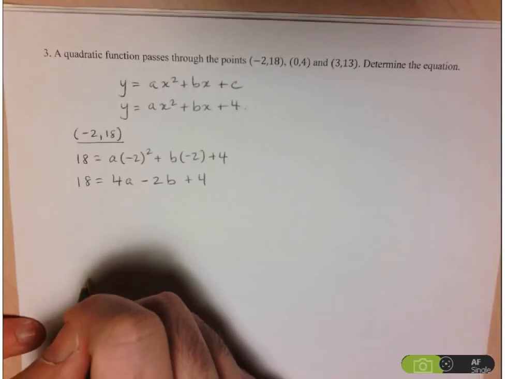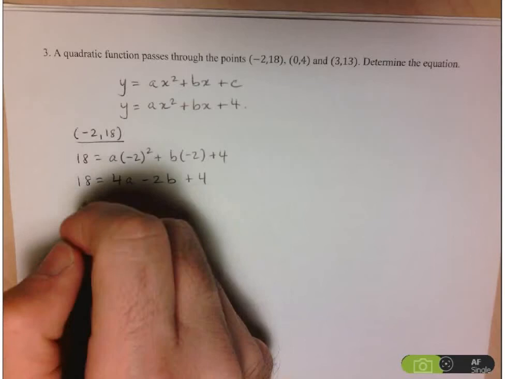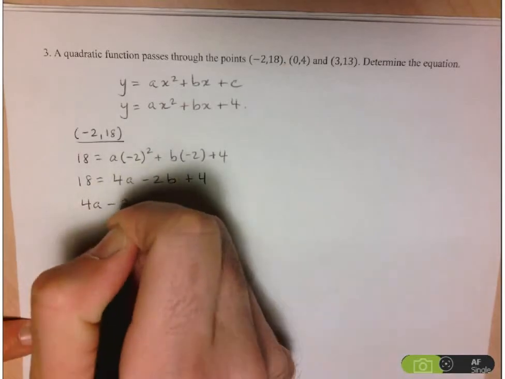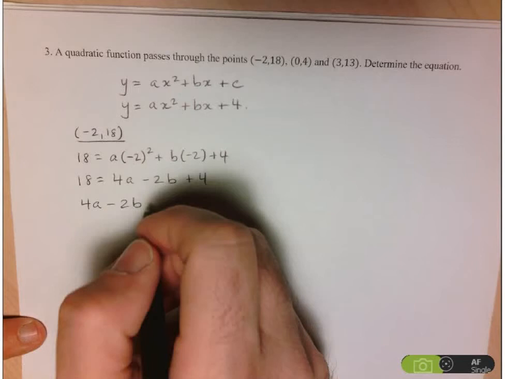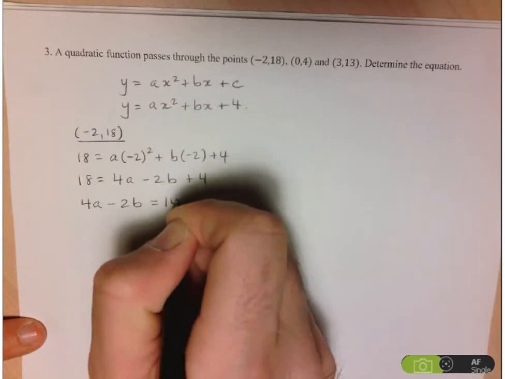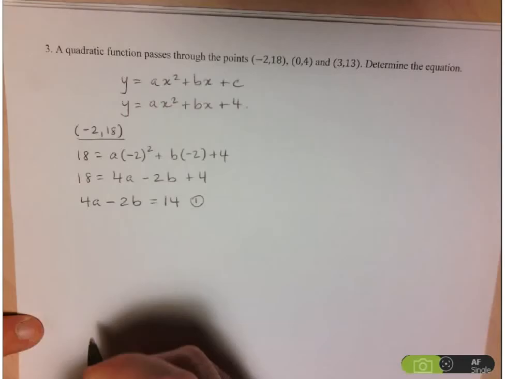Okay, I'm going to put the variables on the left-hand side. So I'll have 4a minus 2b. And I needed to bring the plus 4 to the other side. So 18 minus 4 is 14. Okay, we'll call that equation 1.